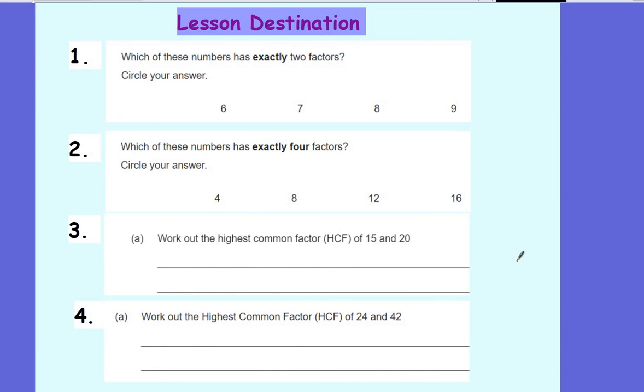Okay, last part of the lesson. Can you please pause the video and have a go at these questions that I gave you at the beginning of the lesson? Please spend about 5-10 minutes having a think about these.